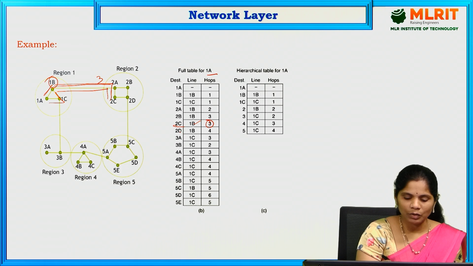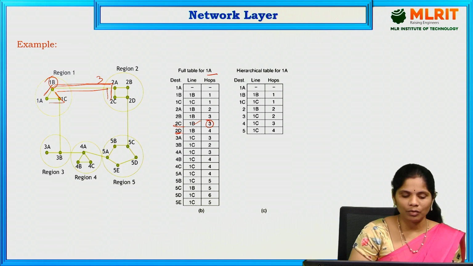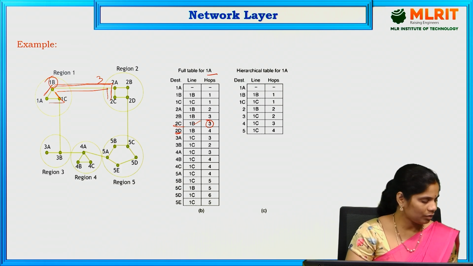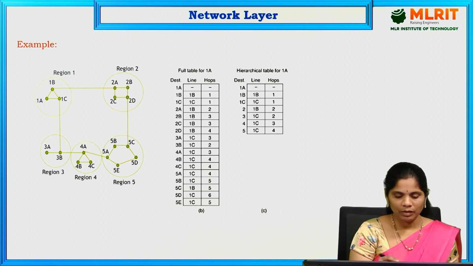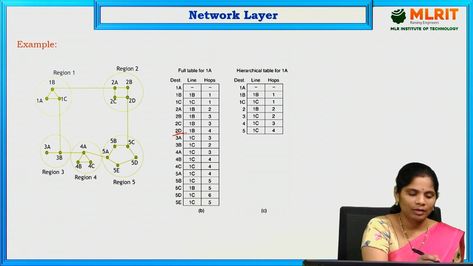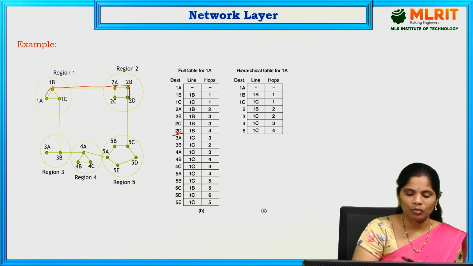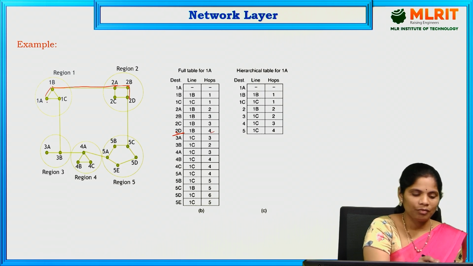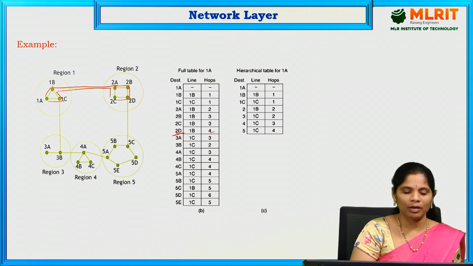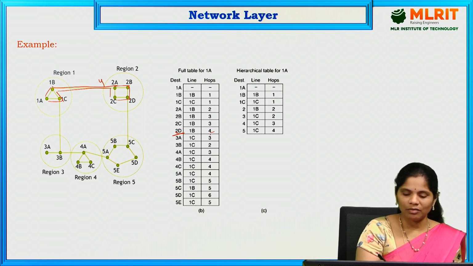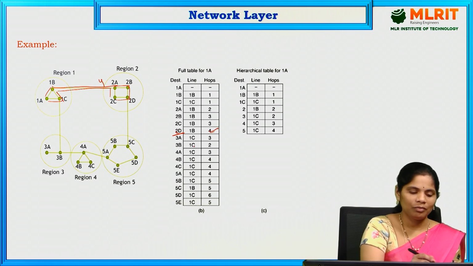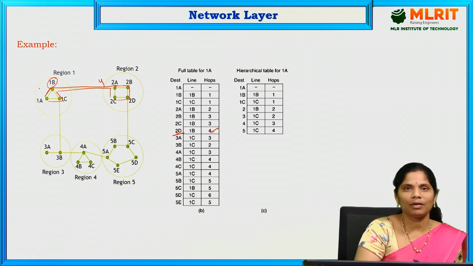For 1A to 2D, how are we going to travel? Again, we have to see here: 1A to 2D, 1, 2, 3, 4. Total 4 routers are there. If you go for this route also, 1, 2, 3, 4, 5. Total 5. The shortest is 4 only, right? That's why we are taking 1B only, meaning through 1B we are going to travel.